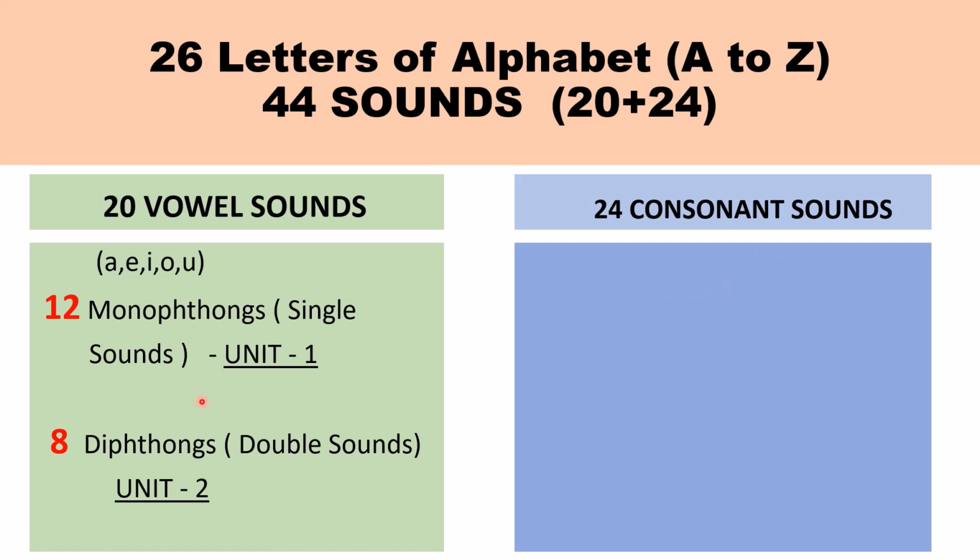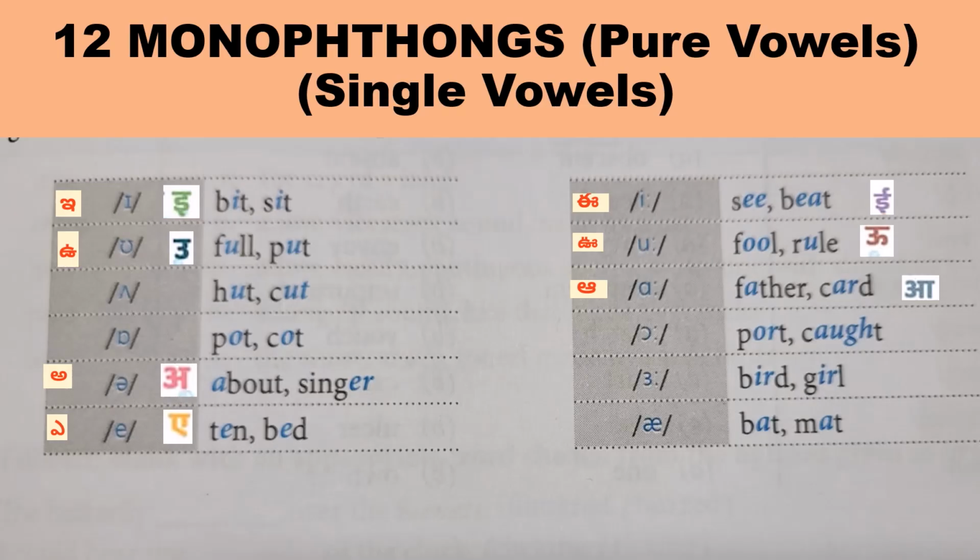So this was the background I wanted to discuss with you all, students, so that it makes a good introduction for what you are going to study as monophthongs. So these are the 12 monophthongs. They are also called pure vowels or single vowels.